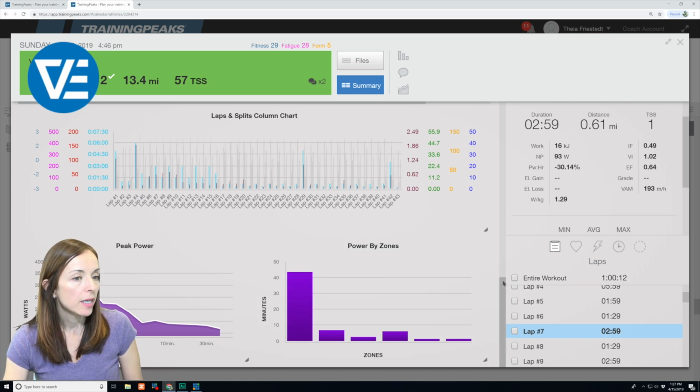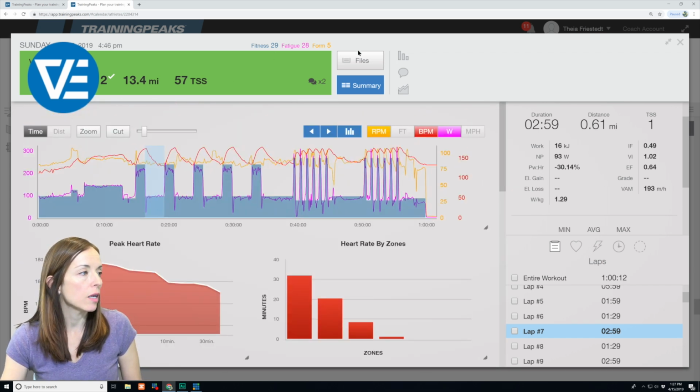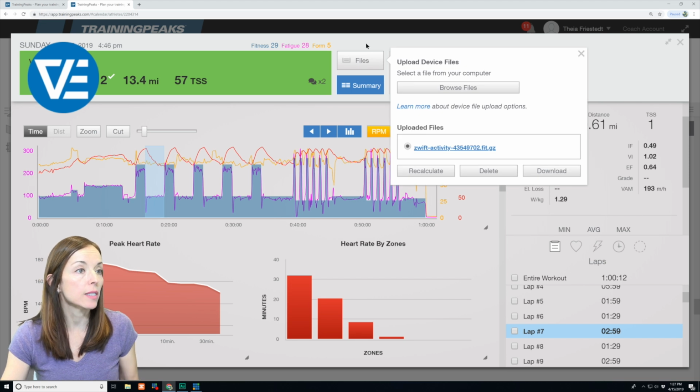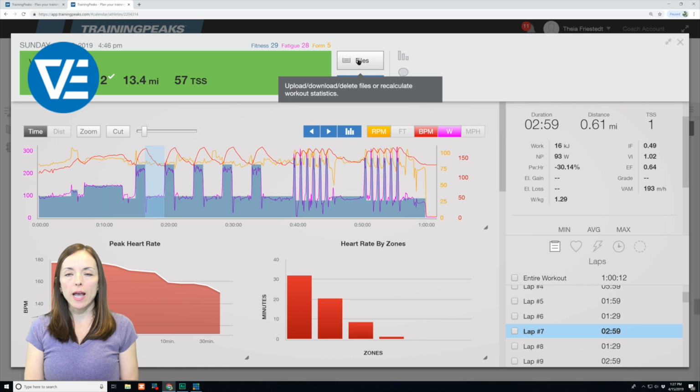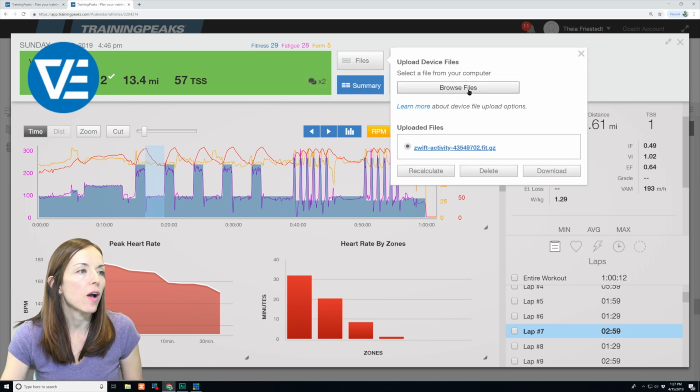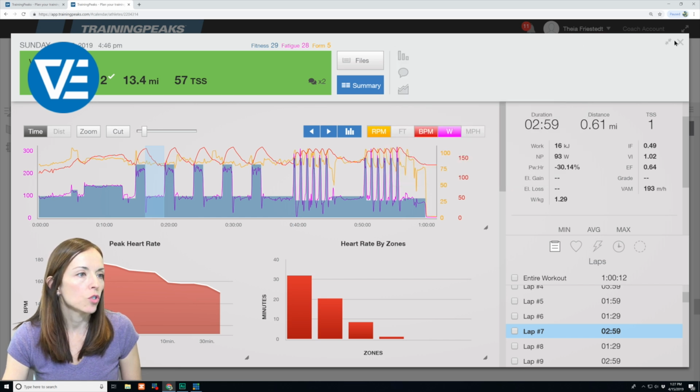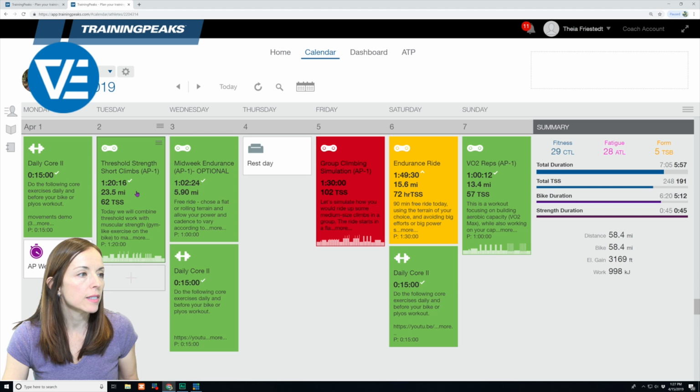Okay. So yeah, that's in a nutshell, looking at your Training Peaks. I hope this is helpful. If you do this workout outside and you want to upload them in Training Peaks, you can go in files and then upload, browse files and upload whatever activity to match up with that. So that's in a nutshell.